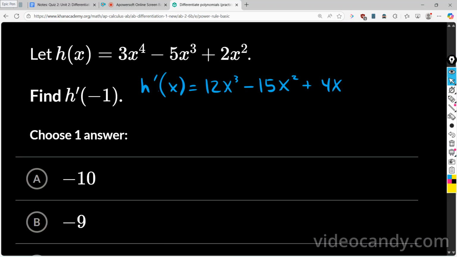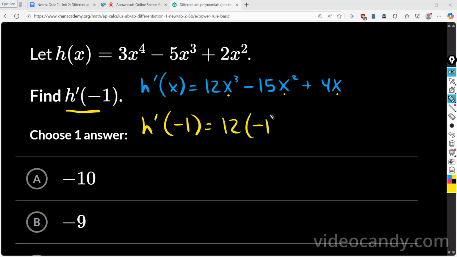All right. So now that we have our derivative function, we can do h prime of -1. And that just means we're subbing in -1 wherever we see an x. All right, so we have 12 times -1 to the 3rd, right? That's to the third. Minus 15 times negative 1 squared. Plus 4 times negative 1.